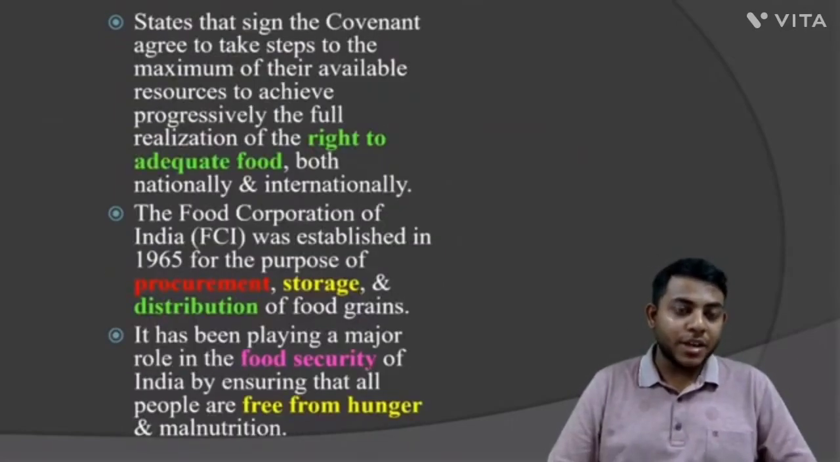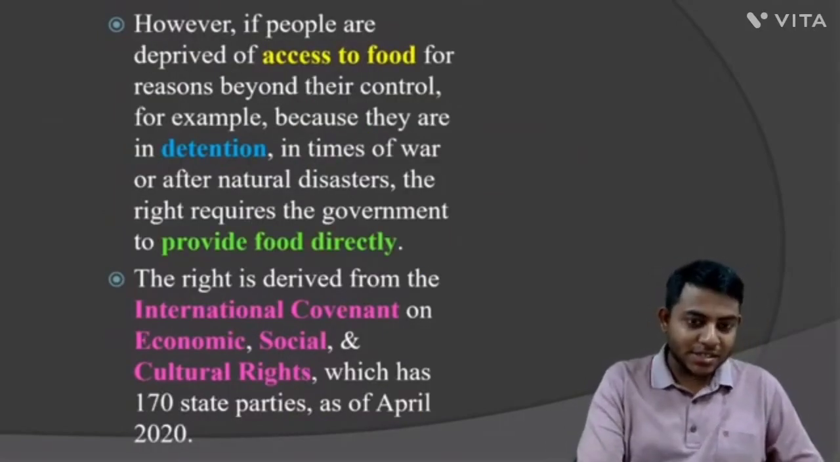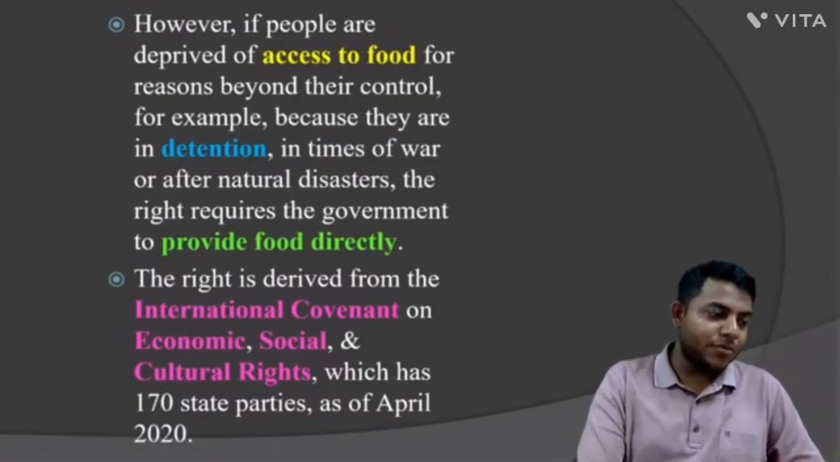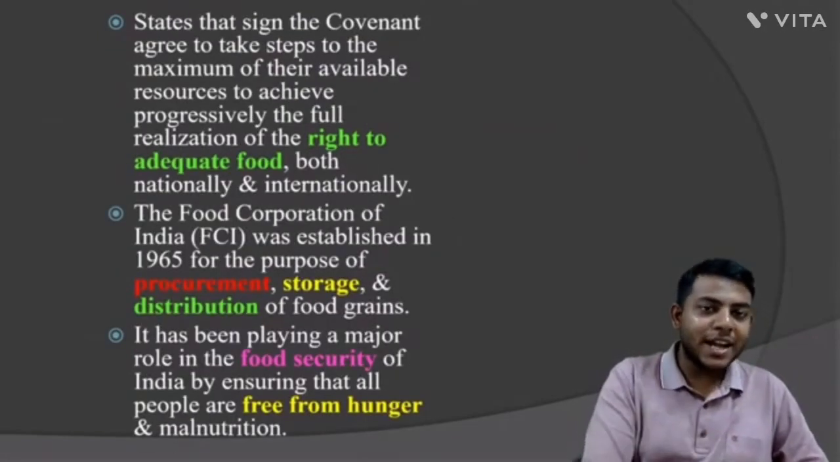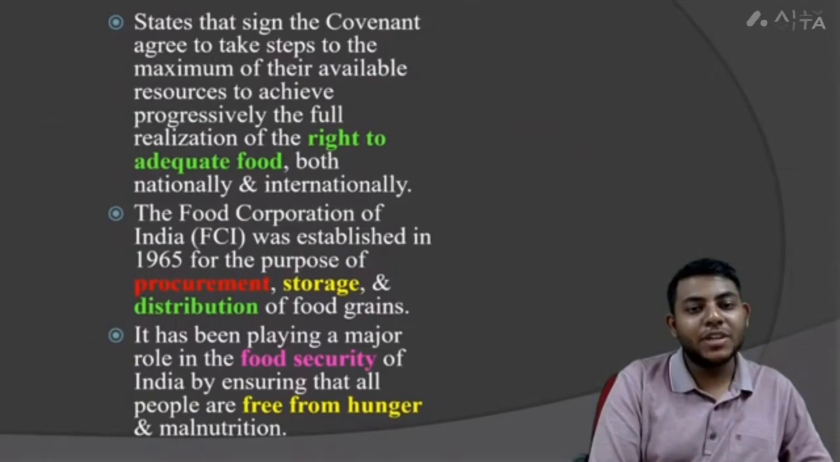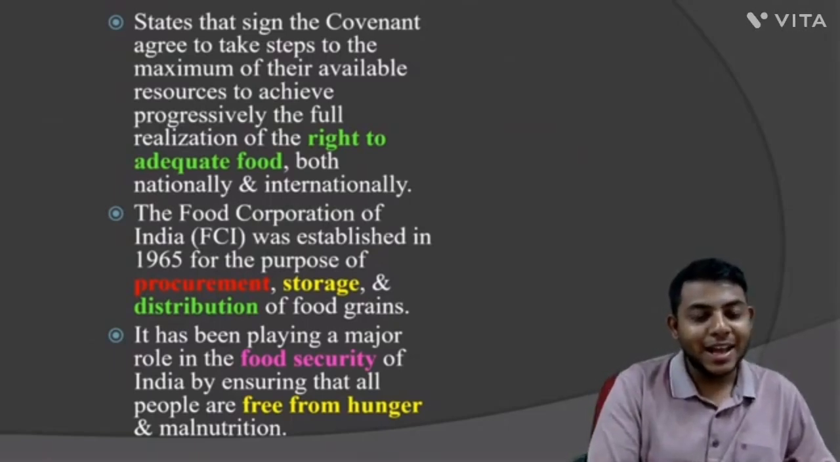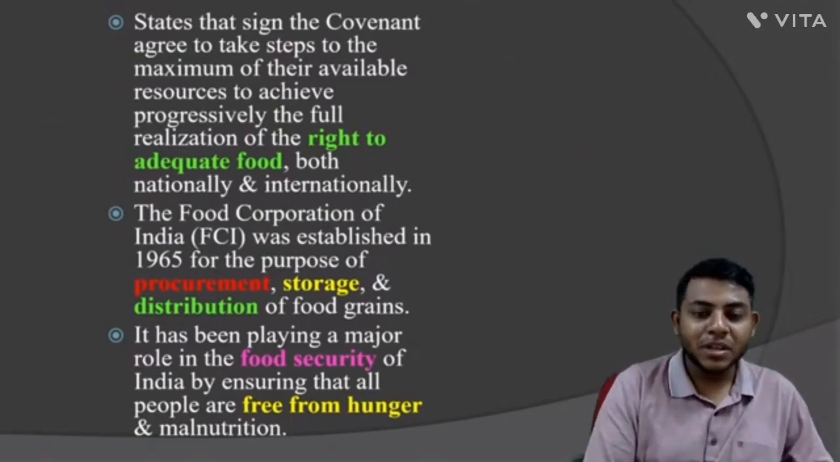So states that sign the covenant, we have just discussed the International Covenant on Economic, Social and Cultural Rights, from which the right to food is derived. So states that sign this covenant agree to take steps to the maximum of their available resources to achieve progressively the full realization of the right to adequate food, both nationally as well as internationally.